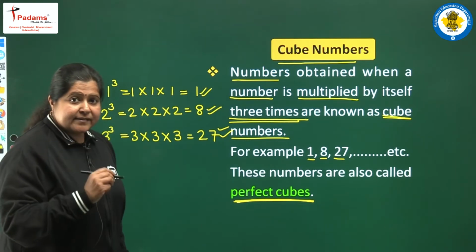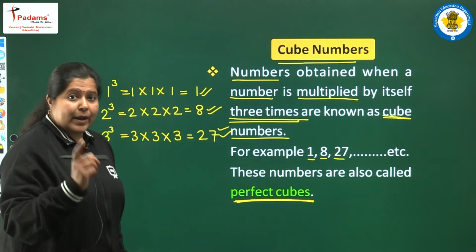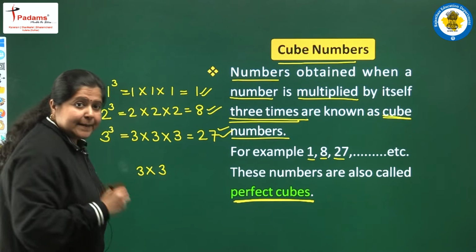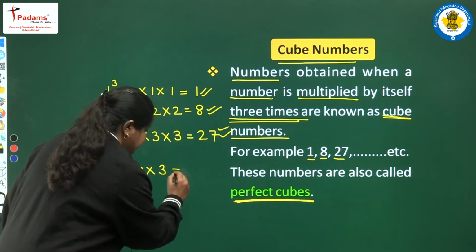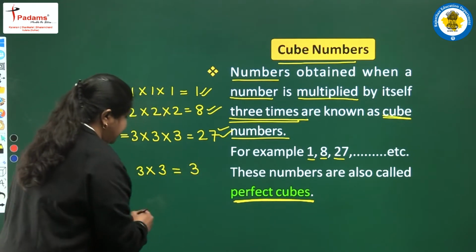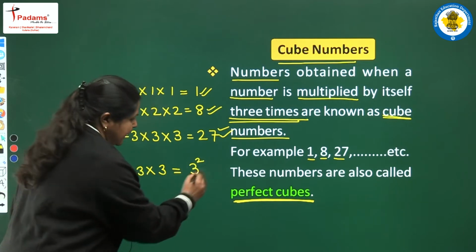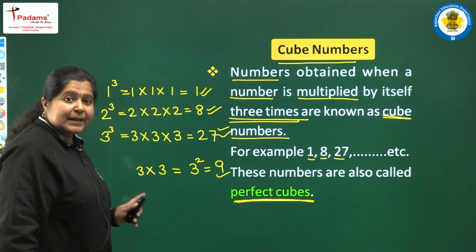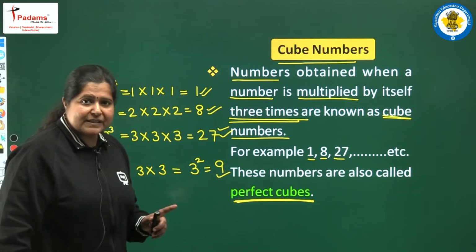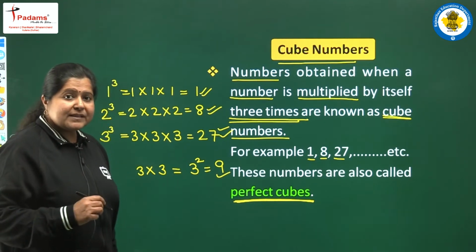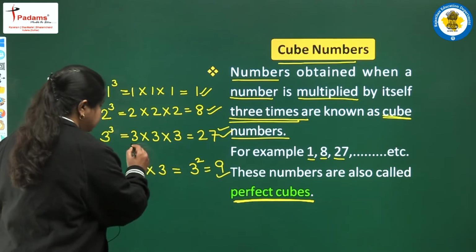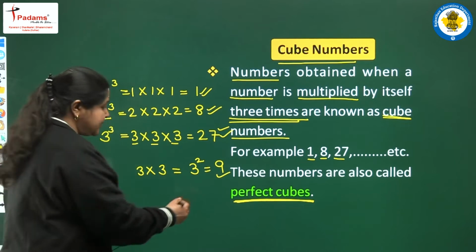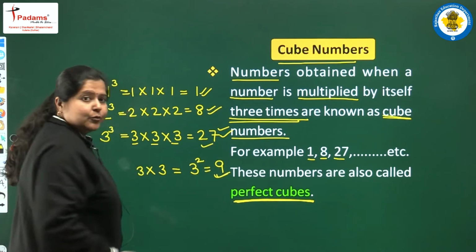At this point, let us recall how we got the square numbers. अगर हम 3 को 3 से ही 2 times multiply करें तो हम इसे कैसे represent कर रहे थे? We represent it as 3 raised to power 2 and this is equal to 9. This is a square number जहाँ हम एक नंबर को उसी से 2 times multiply कर रहे थे. और cube numbers में हमें क्या मिल रहा है? When we multiply a number by itself 3 times. So this is the difference between a square number and a cube number.